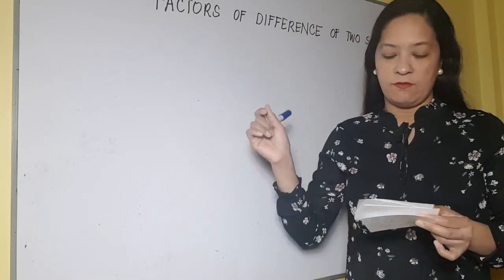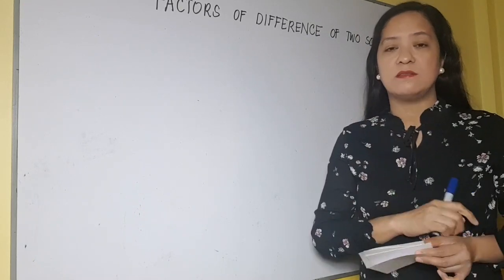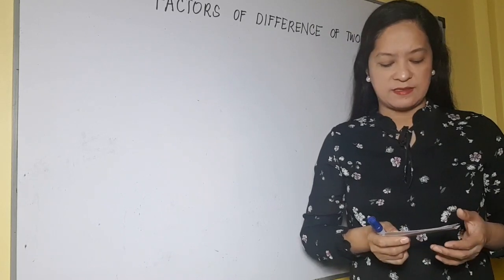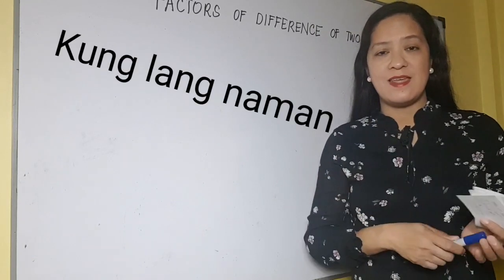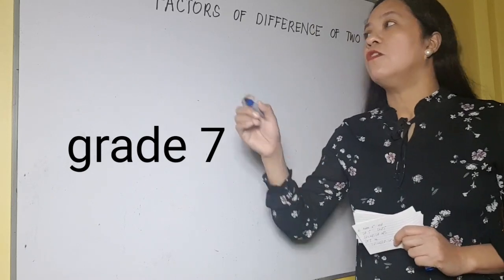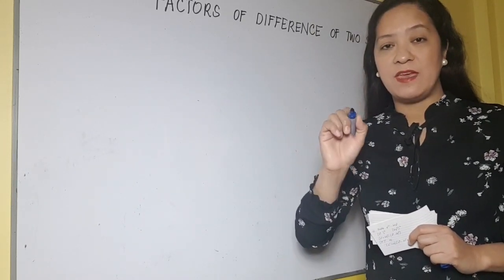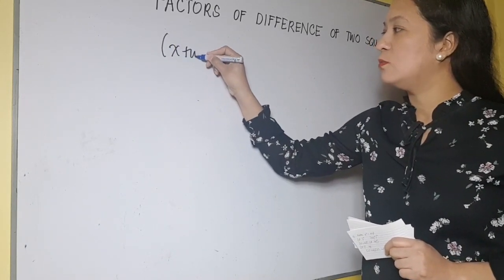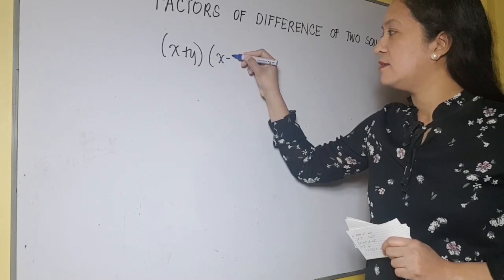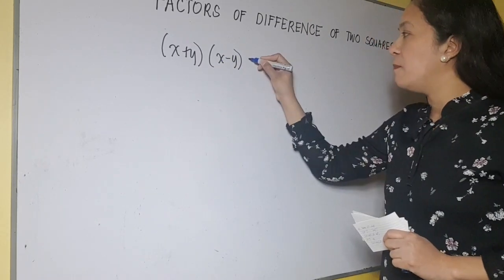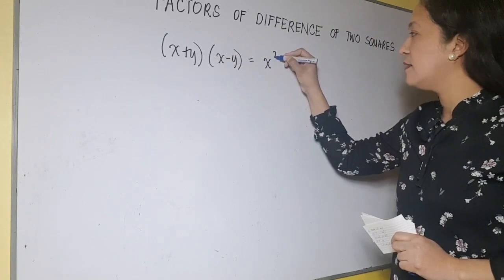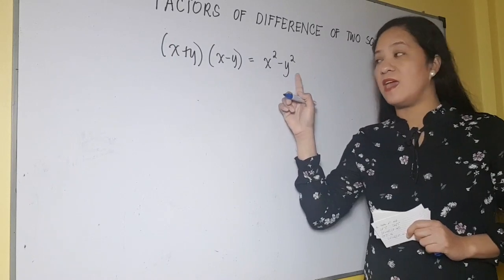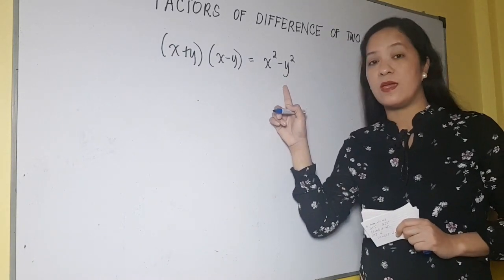Factoring the difference of two squares is a special type of factoring. And that is a problem that is often used in mathematics. Kung maaalala nyo, dun sa lesson nyo ng first year, nung kinuha nyo yung product of the sum and difference of the same two numbers. Let's say, for example, x plus y times x minus y. So, ang product niyan ay x squared minus y squared. So, the product is a difference of two squares.